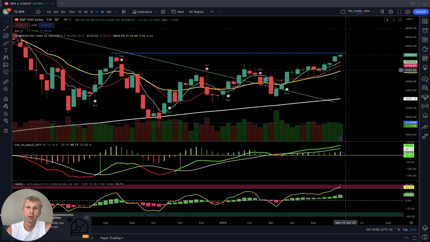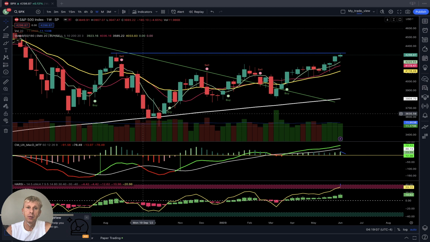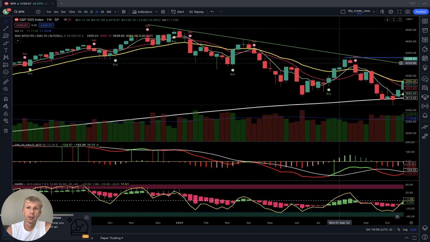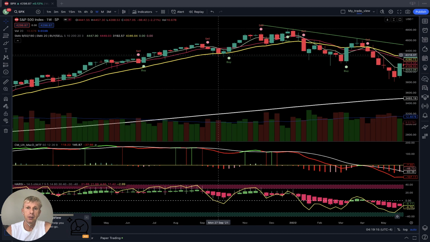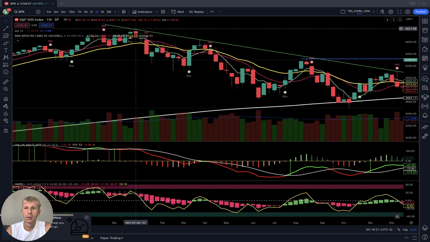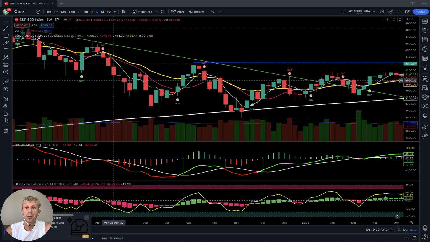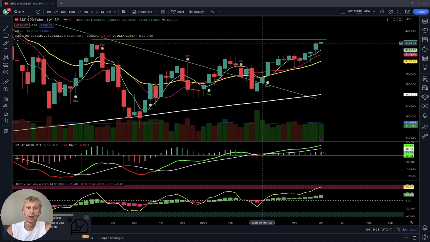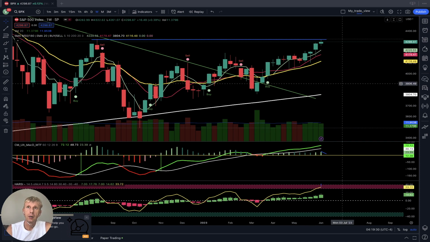And it is also a very strong resistance level, because you see there is a lot of resistance around 4300. The top was 4800, right? We are 500 points away from the all-time high. Bullish trend, still bullish trend.